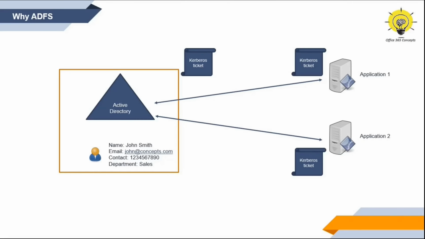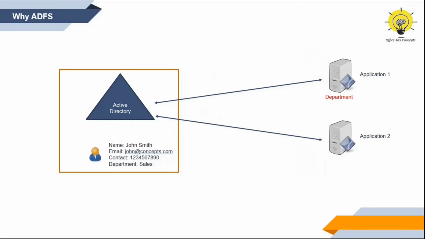But the things will change when applications need a different set of attributes for the authentication purpose. Let's say application 1 needs department attribute and application 2 needs email address attribute for authentication. They do not need group SID or account SID attributes. So this is where ADFS comes in the picture.